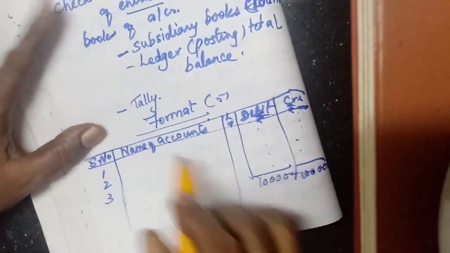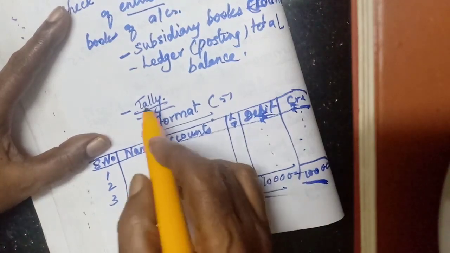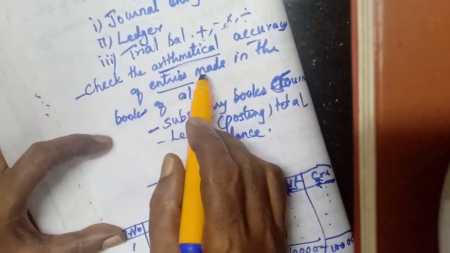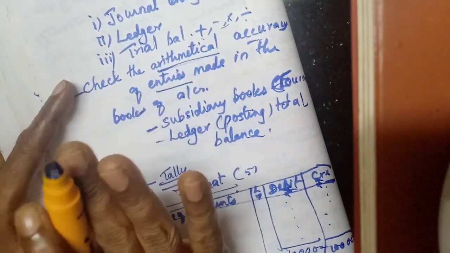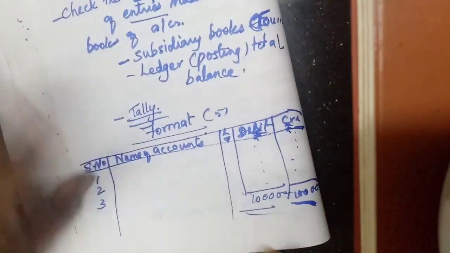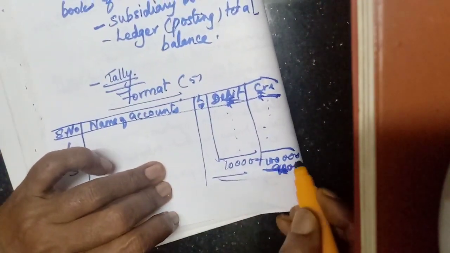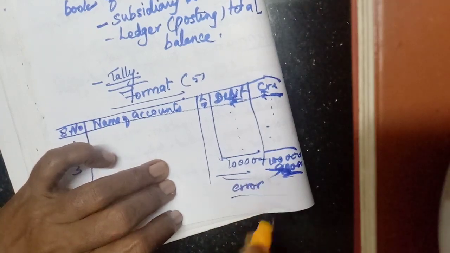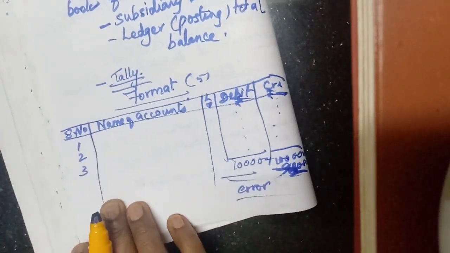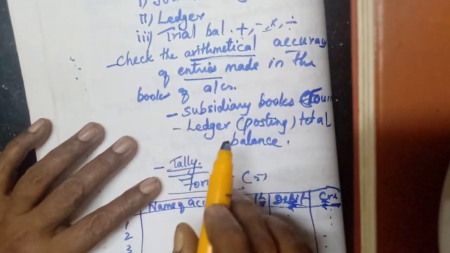Then we can conclude, okay, if it is tallying, here 1 lakh, here 1 lakh, we can conclude the arithmetical accuracy of the entries made in the books of accounts is correct. For example, here 1 lakh coming, here 90,000 coming. Then we can conclude there is an error. Some mistake has been made somewhere in the entries made in the books of accounts.